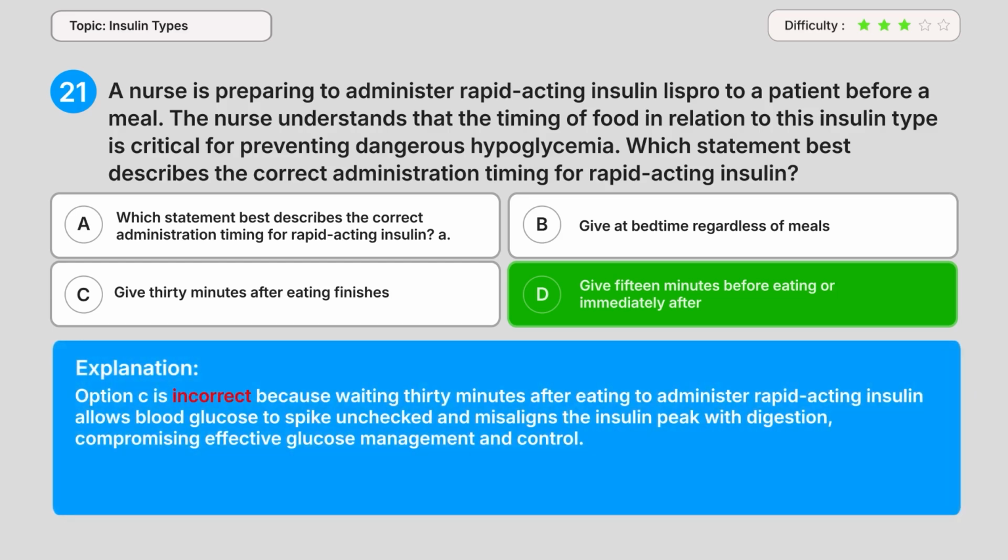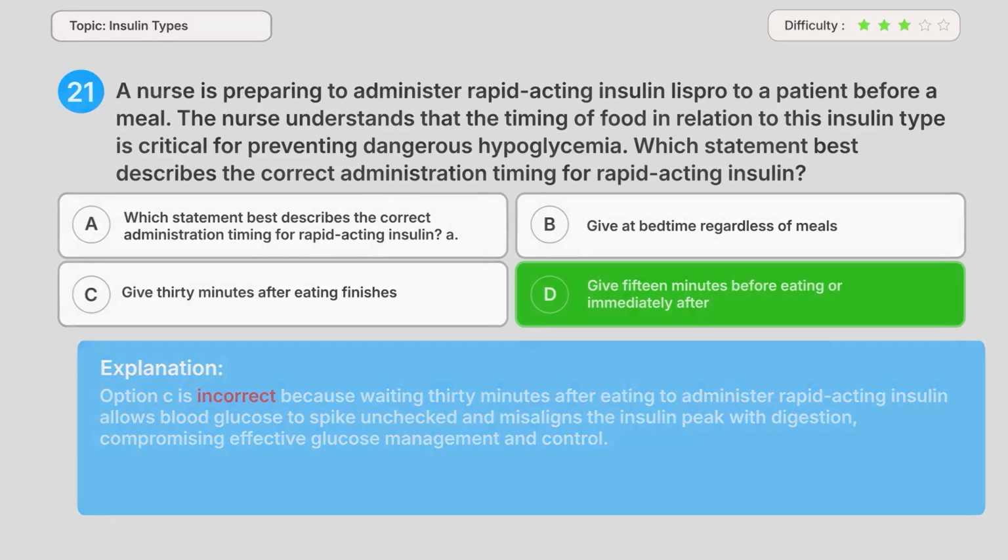Option C is incorrect because waiting 30 minutes after eating to administer rapid-acting insulin allows blood glucose to spike unchecked and misaligns the insulin peak with digestion, compromising effective glucose management and control.